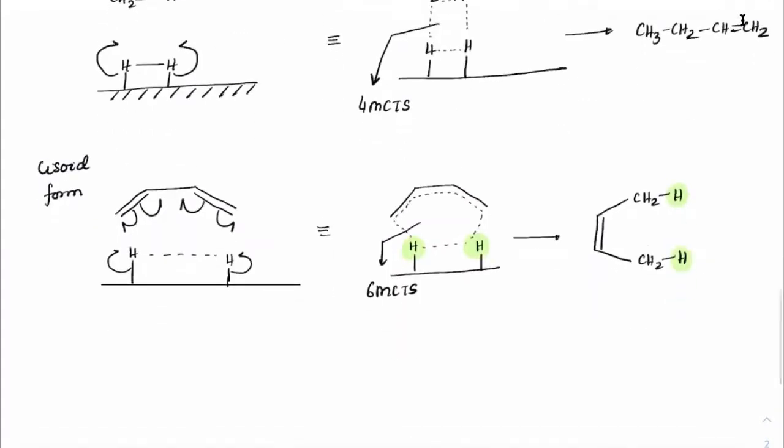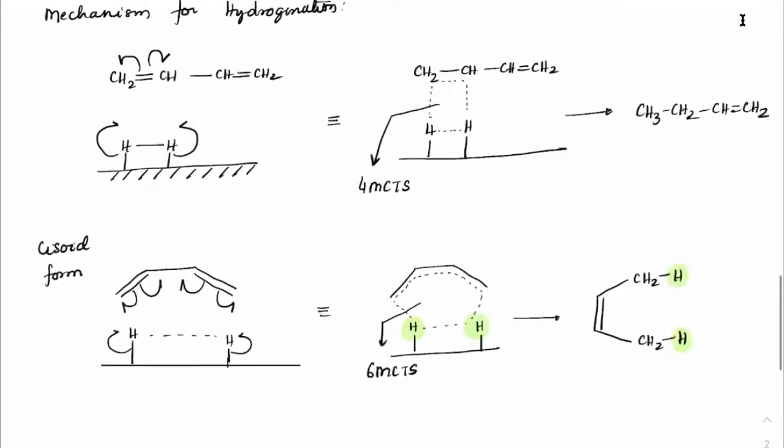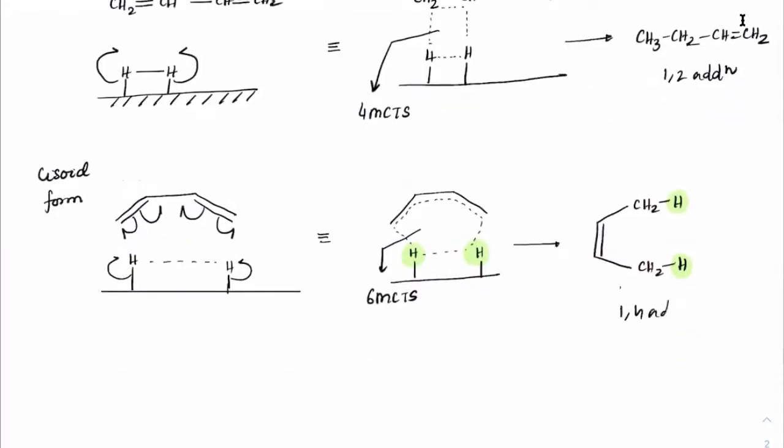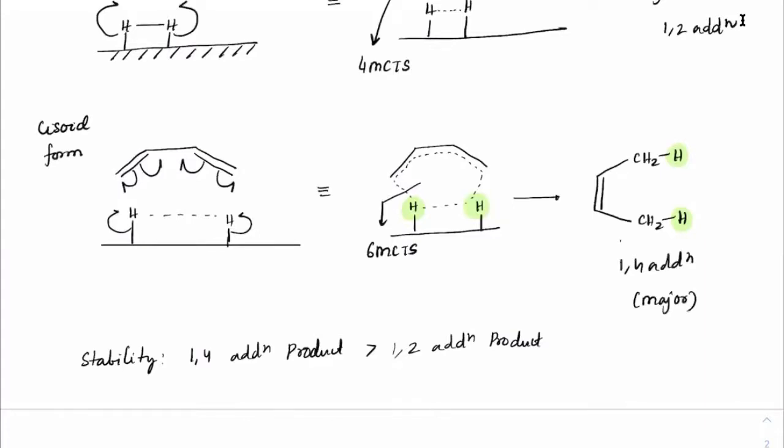Usually if you compare the 4-membered and 6-membered cyclic transition states, the 6-membered cyclic transition state is more stable. Not just that, the final product which has formed has a more substituted double bond, which is more stable compared to the 1,2 addition product. So this is a 1,2 addition product, and this is a 1,4 addition product. Stability wise, the 1,4 addition product is more stable than the 1,2 addition product, which usually makes 1,4 addition the major product and this the minor product.